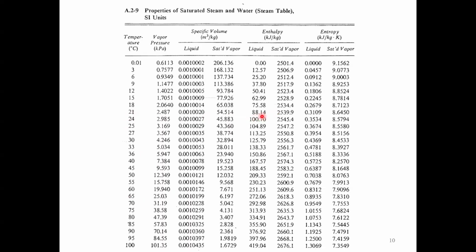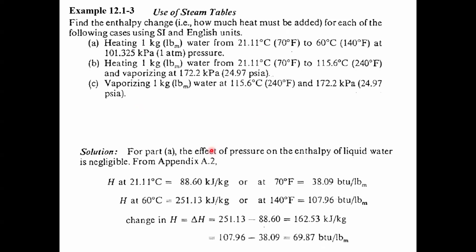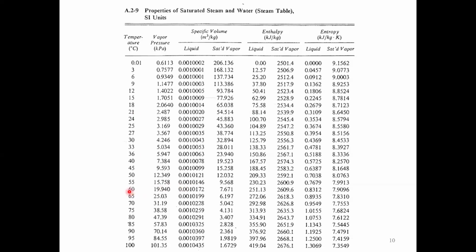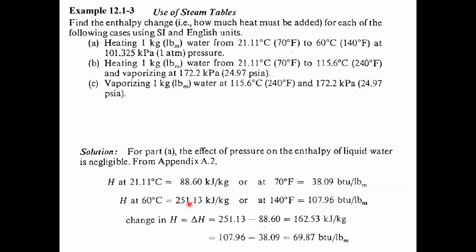At 21.11 it would be close to 88, right? As you can see, it's closer to 88 kilojoules per kilogram. And at 60 degrees centigrade, its enthalpy is 251. So the difference between these two provides the amount of energy needed to raise the temperature of water from 21 to 60 degrees.